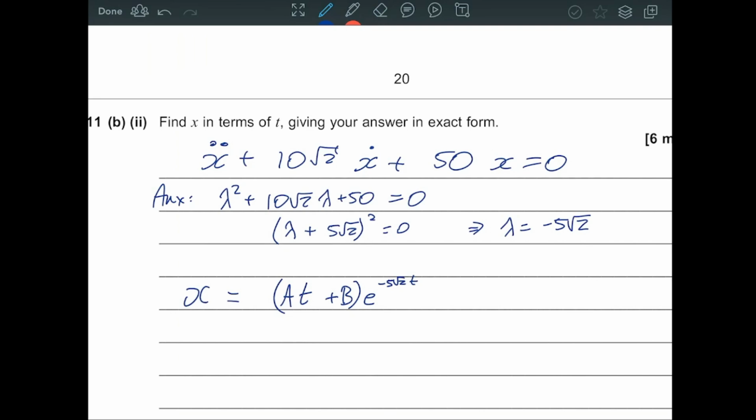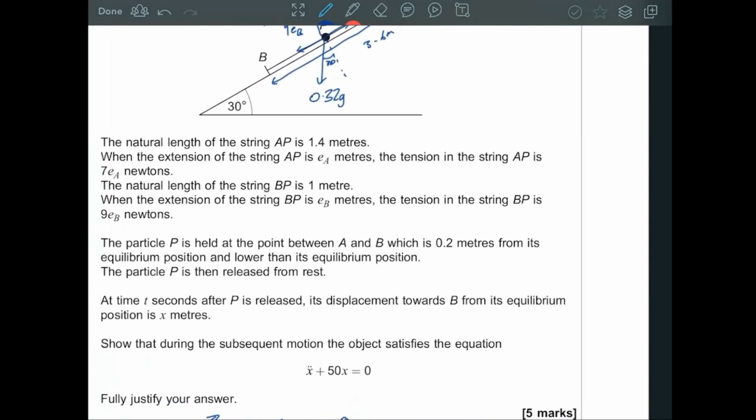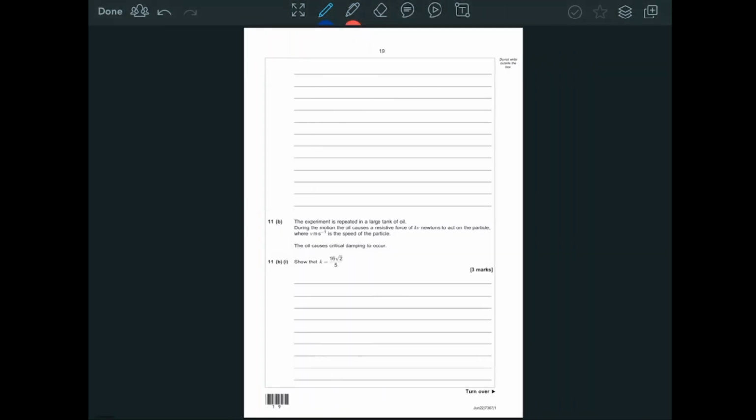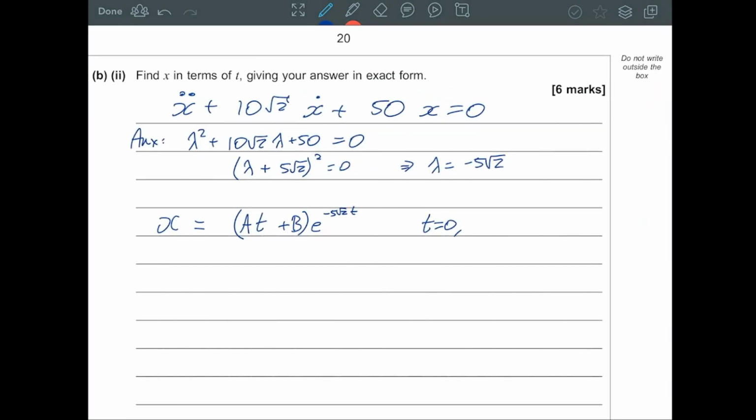And now I need to go back and think about my initial conditions to work out what I need to sub in. So when t was 0, you'll recall that it was pulled down by 0.2. Particle is held at the point which is 0.2 from its equilibrium, is released from rest. Notice this is the first time that I'm using this 0.2. It's very tempting to have used it earlier, but that would have been a trap. So those are my initial conditions.